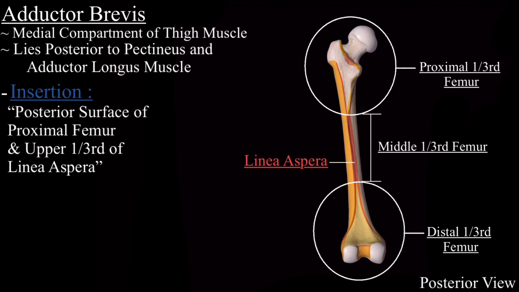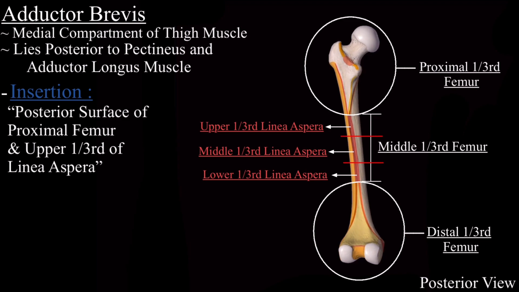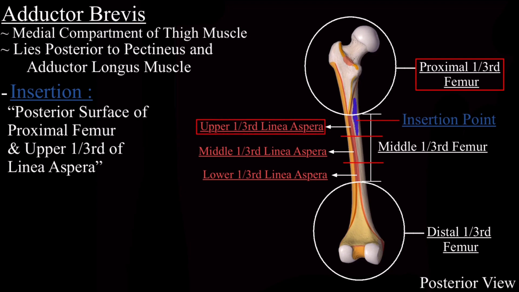Now, if we further divide the linea aspera into three parts: the upper 1/3, the lower 1/3, and the middle 1/3, then it is clear that the adductor brevis muscle is inserted on the posterior surface of the proximal femur and the upper 1/3 of the linea aspera.